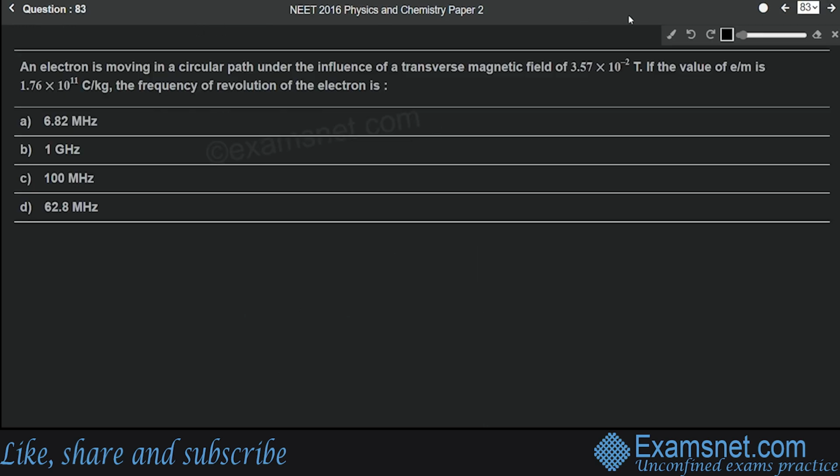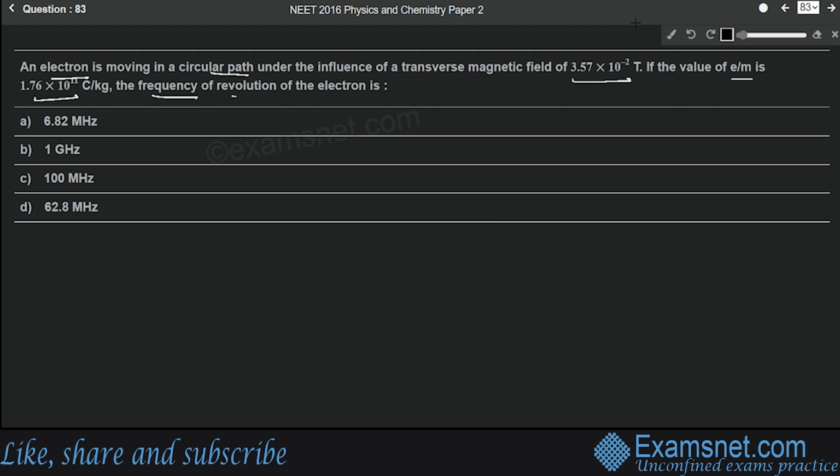Question number 83 is again from magnetic effects of current, and the question is, an electron is moving in a circular path under the influence of a transverse magnetic field of 3.57 × 10^-2 Tesla. If the value of e/m is 1.76 × 10^11 Coulomb per kg, the frequency of revolution of the electron is?